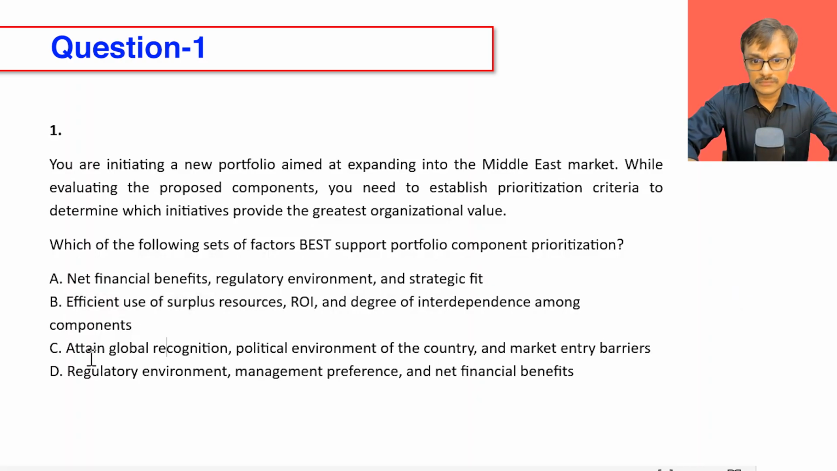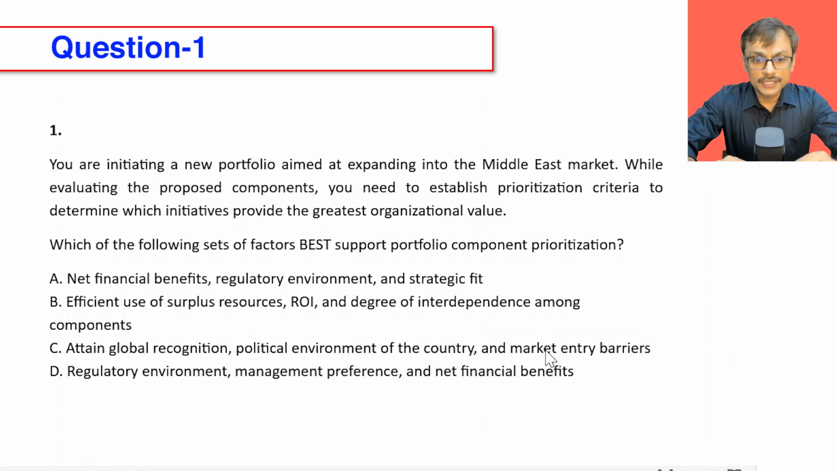Attaining global recognition, maybe brand value is there, but not that great. Political environment of the country, I do consider the environmental factor, but specifically focusing on the political environment of the country as a criteria may not be relevant. Market entry barrier, it may get reflected in my ROI calculation, what the entry barrier is for various things, but it is not a specific thing. It may be relevant. So option C is very wide, open-ended, so we can easily ignore it. We already have a good option A. We are looking to see if we get something better than A.